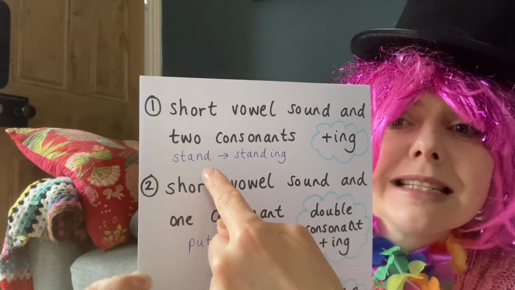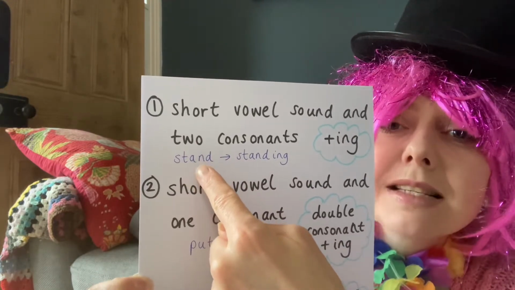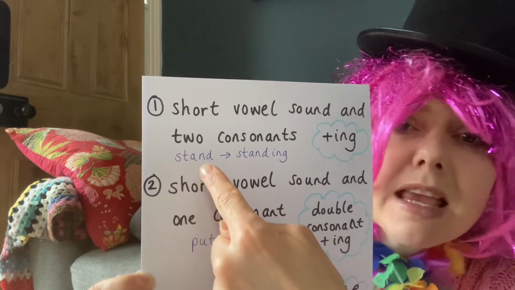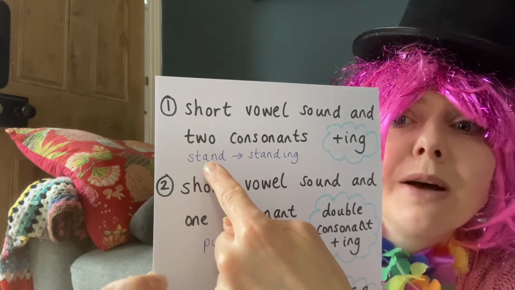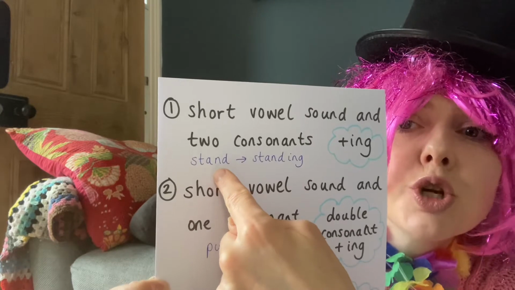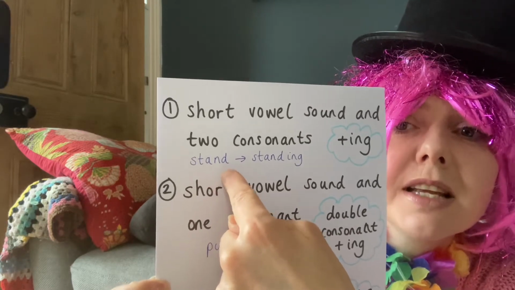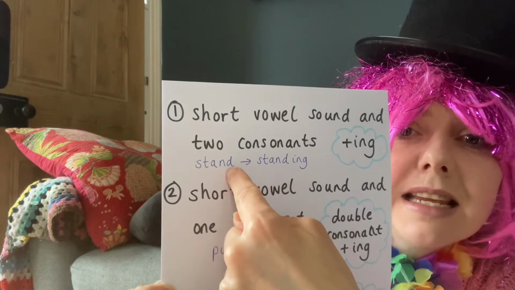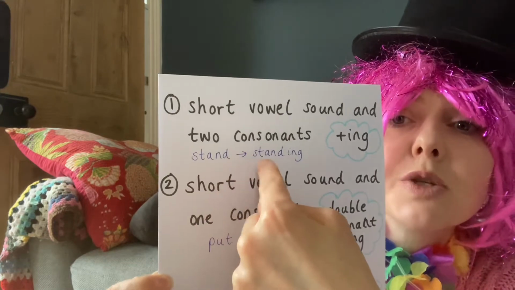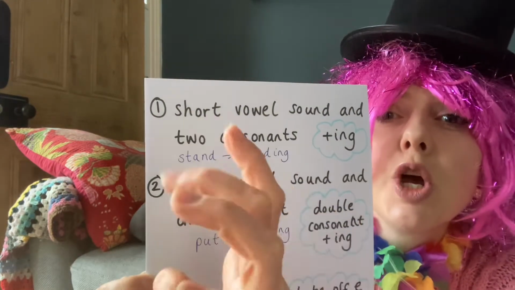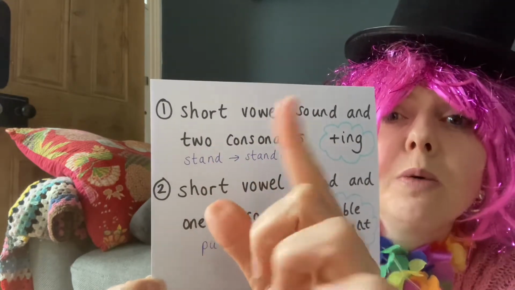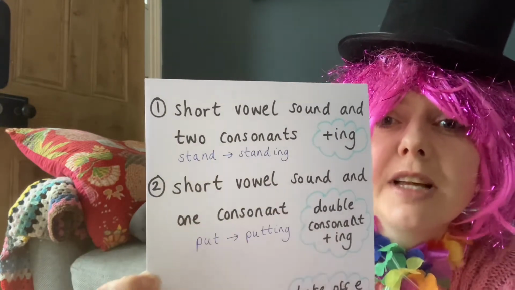So let's sound out stand. The A is making a short A sound. It's not making the long A sound, it's making the short A sound. And then there's 2 consonants after it. Can you see? There's an N and a D after it. So that means we just add ing. So if you see a word with a short vowel, then 2 consonants, you just add ing.